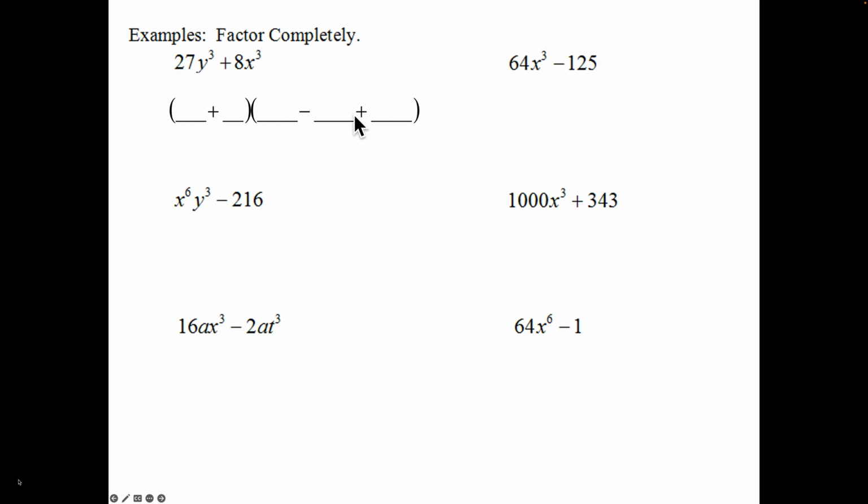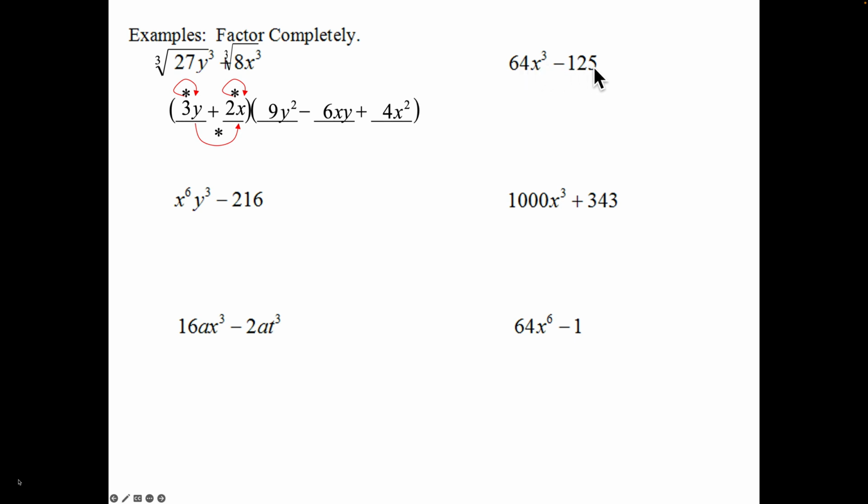Plus, minus, plus. The cube root of 27y cubed is 3y. The cube root of 8 is 2. The cube root of x cubed is x, so 2x. Now smile for the trinomial. 3y times itself, 9y squared. 3y times 2x, 6xy. 2x times 2x, 4x squared. You're done. It's factored.